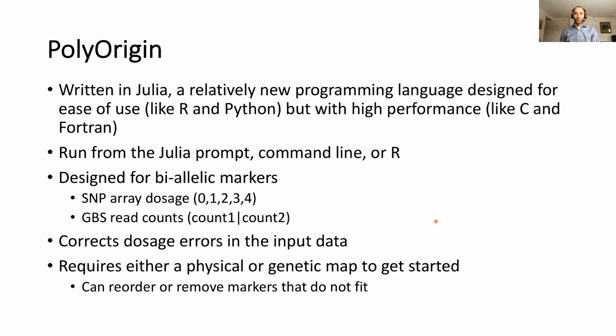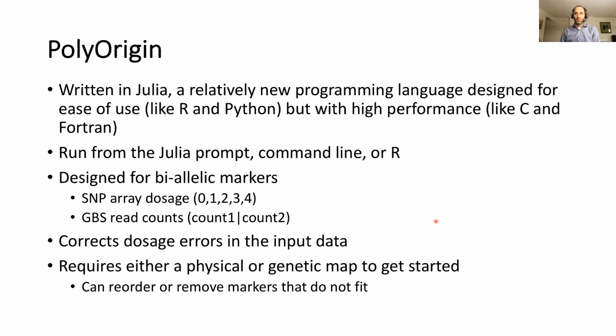So a bit more about PolyOrigin. The software is written in a programming language called Julia, which is relatively new, less than 10 years old. And it was designed by computer scientists to combine the kind of ease of use features that you would find in a scripting language like R or Python, but with high performance in terms of numerical computation like you'd find in C or Fortran.